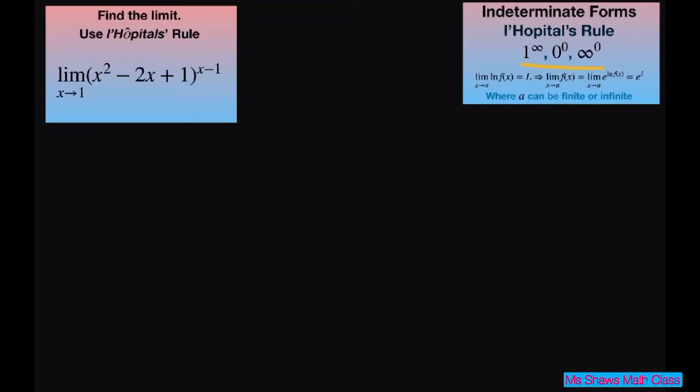If you substitute in 1 for your x, you're going to get 1 squared minus 2 times 1 plus 1, and then we're going to have 1 minus 1. So this gives you the form of 0 to the power of 0. So this is the form we have. So therefore, we're going to use L'Hopital's rule and use this format here.